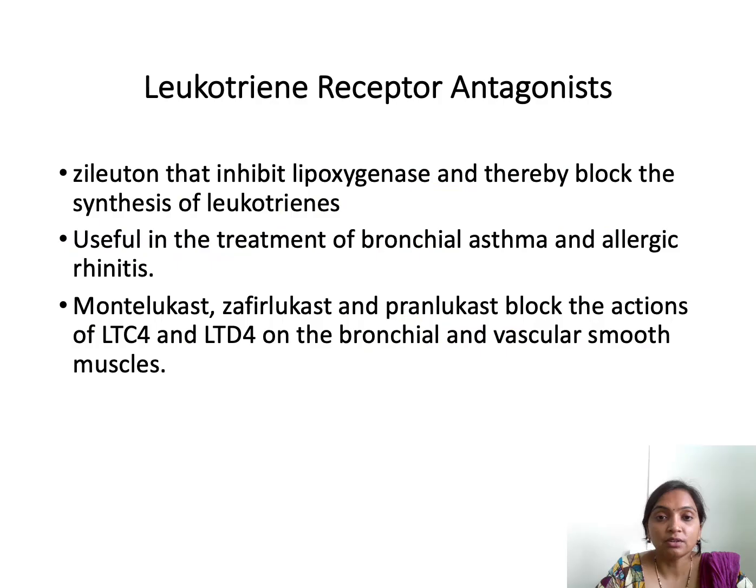Hence leukotriene antagonists are in clinical use. An example is zileuton, which is an inhibitor of lipooxygenase. That is, it will inhibit the production of all the leukotrienes. They are mainly useful in the treatment of asthma, allergic bronchitis, and also rhinitis. Montelukast and zafirlukast are leukotriene antagonists which will block C4 and D4, whereas zileuton will block the production of all the leukotrienes.